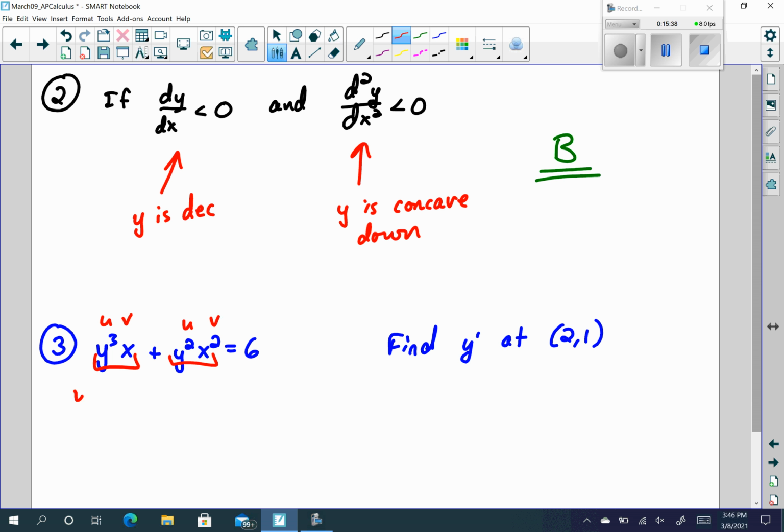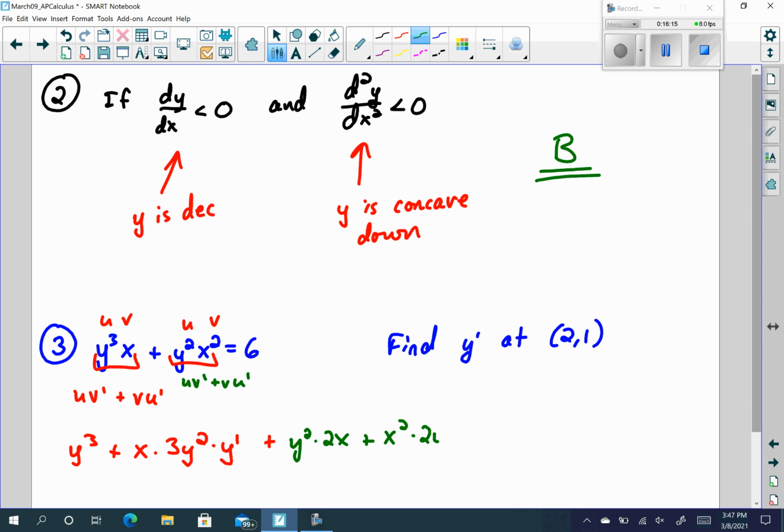So uv prime, and if you need to, write it out just for this first part. u is going to be y cubed, v prime is just 1. I don't have to write that. Plus v, which is x, times u prime, which is going to become 3y squared times y prime, or dy over dx. Next, I'm going to look at this again as uv prime plus vu prime. So uv prime is going to become y squared times 2x plus v, which is x squared, times u prime, which becomes 2y times y prime, and then that's going to equal 0.